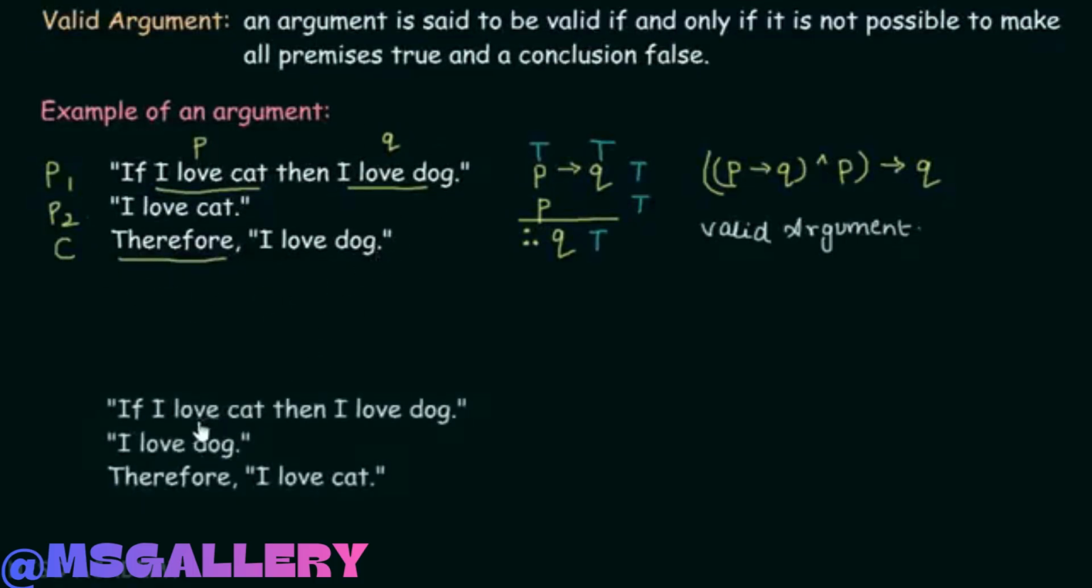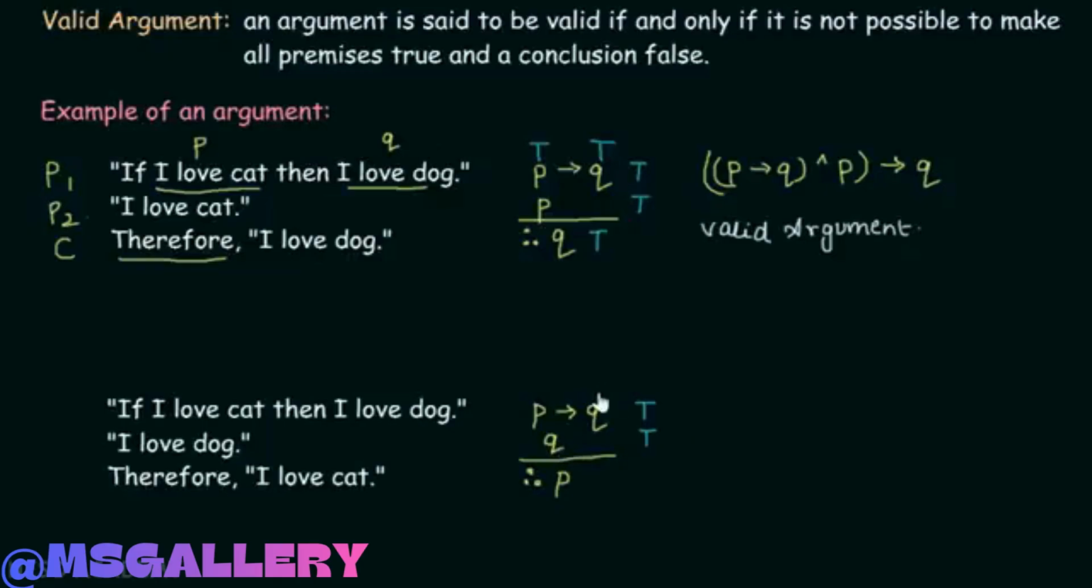Let's consider one more example. Here I'm saying if I love cat, then I love dog. Second premise is I love dog and the conclusion is I love cat. As this statement is of the form P implies Q, I love dog is Q, therefore P, because I love cat is P. Can we say if P implies Q is satisfied and Q is satisfied, then P also satisfied? Let's see. Initially, we assume that P implies Q is true and Q is also true. And we need to prove that P must also be true. Then only we can say this argument is a valid argument.